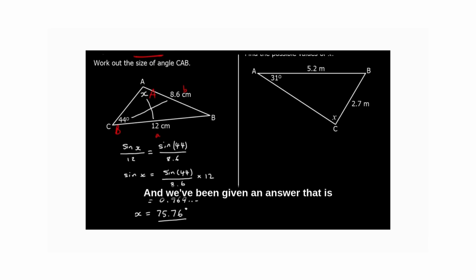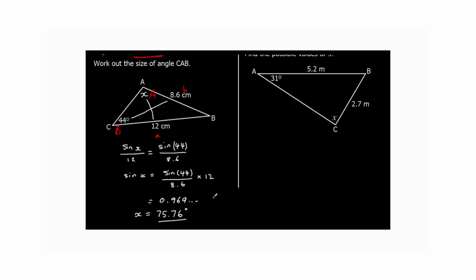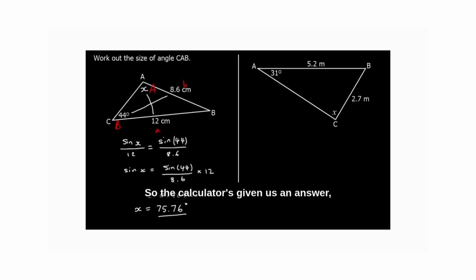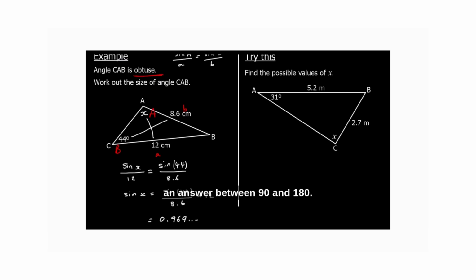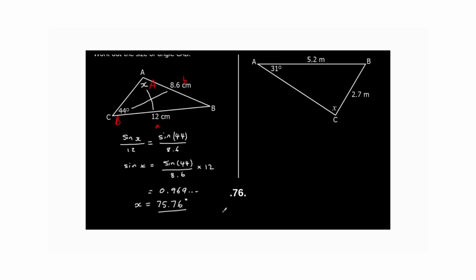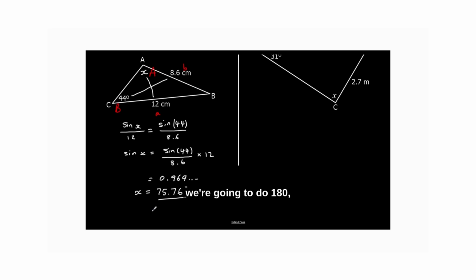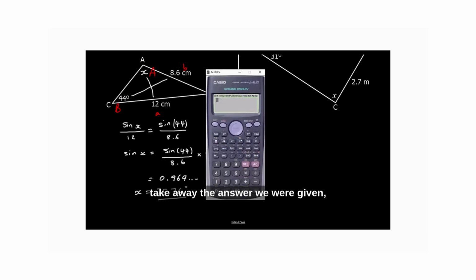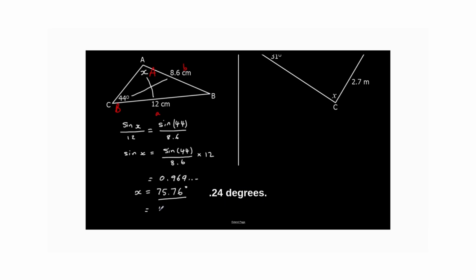And we've been given an answer that is less than 90. So the calculator's given us an answer, but it's not the answer we want. So we want an obtuse answer, an answer between 90 and 180, and the calculator's given us 75.76. So to find our correct answer, we're going to do 180 take away the answer we were given, and get 104.24. So x is going to be 104.24 degrees, and I will explain how that works quickly.